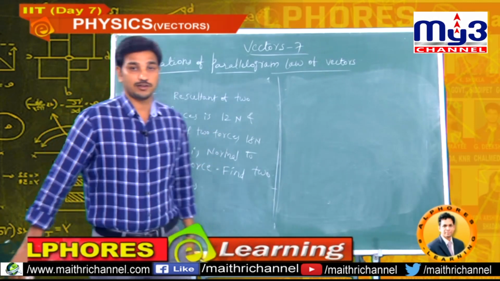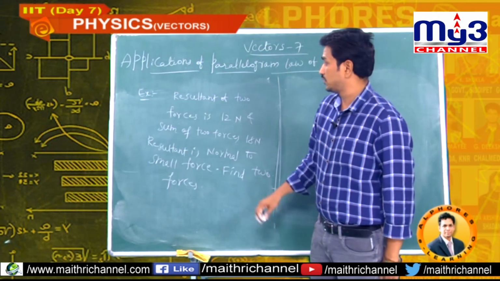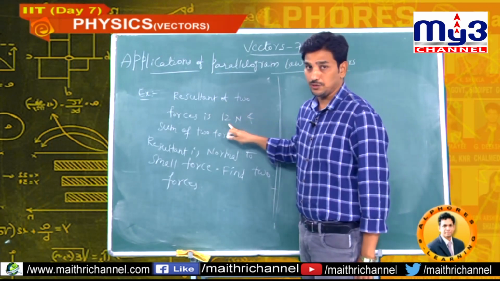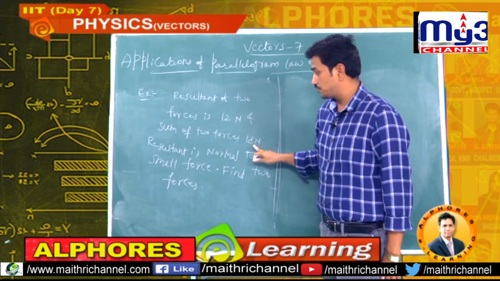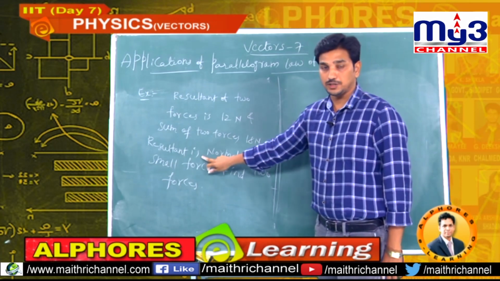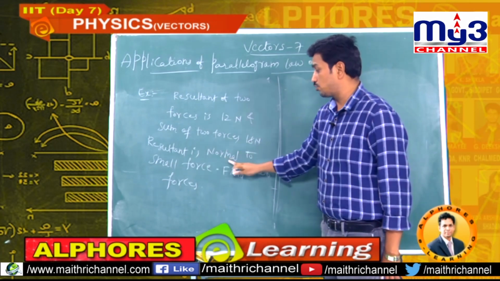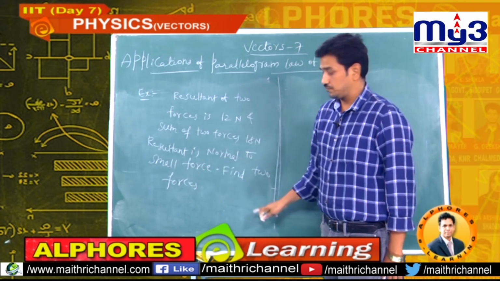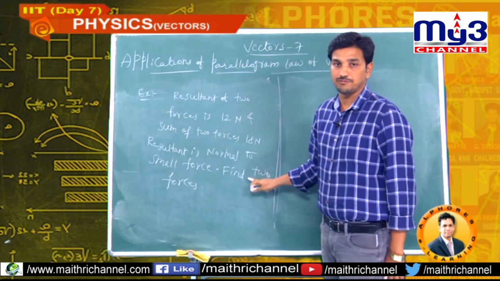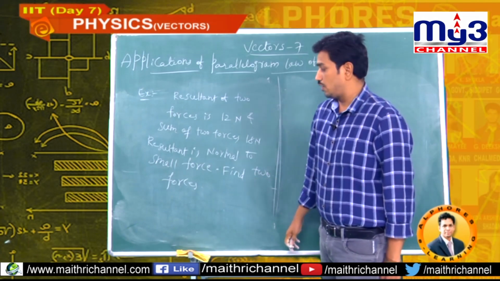Once again I will try to explain the question. The resultant of two forces is 12 newtons and the sum of two forces is given as 18 newtons. And one more point they mentioned in the question: the resultant is normal to the small force. I don't know what the two forces are. So that is the question, find the forces. Now how to do it?